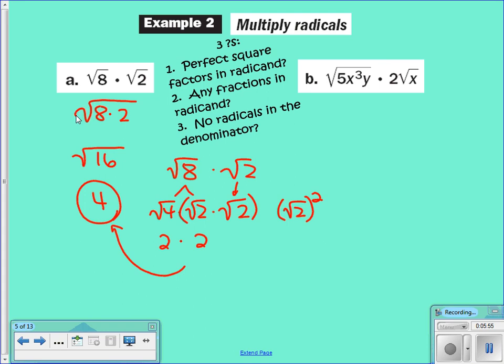So on letter B, 2 is on the outside of the radical, and it stays outside the radical. But the rest of it, I can multiply together, times x. And if I do that, now that's 5x to the 4th y.